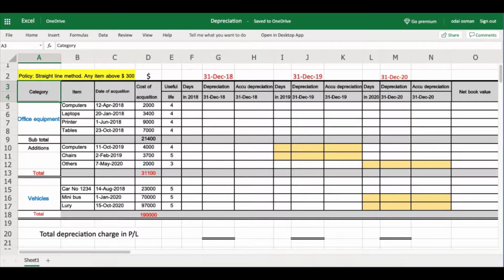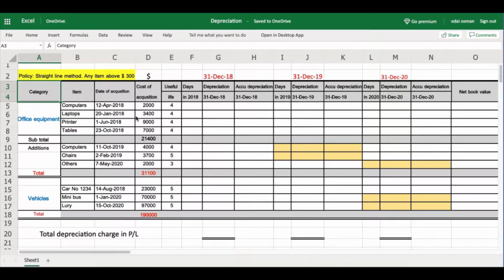When dealing with depreciation, consider the three basic things. We have the depreciable amount, which simply means how much you are going to depreciate, and we have the depreciation period, which means how long you are going to depreciate your assets. And lastly, we have the useful life.